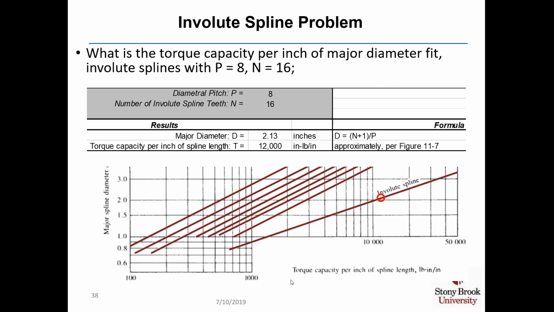Here's an example of how to determine the torque capacity of an involute spline. The question says, what's the torque capacity of major diameter fit involute splines with capital P, the diametral pitch, equal to 8, number of involute spline teeth N equal to 16. Per figure 11-8, we calculate major diameter D as N plus 1 over P, which is 2.13 inches. Then we go to the y-axis of this chart, find approximately 2.13 inches, read across, find out where it hits this line for involute spline. Read down and we see that the torque capacity per inch of spline length is roughly 12,000 inch-pounds per inch.